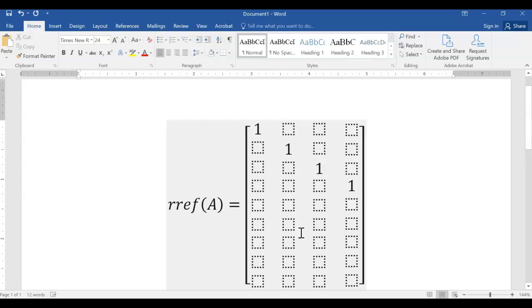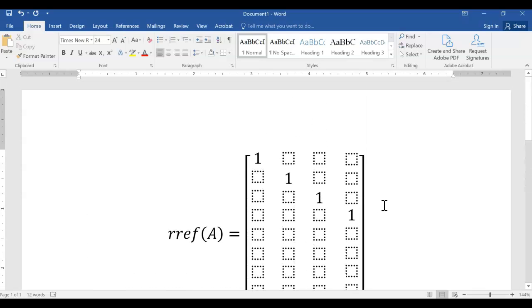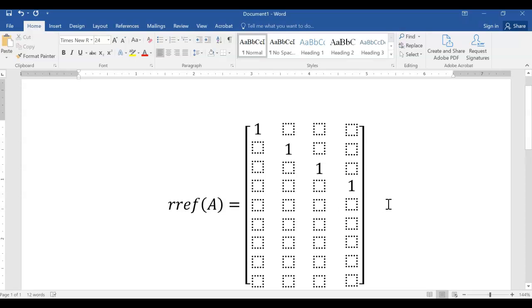By the way, you can make an argument that that's always going to happen when you have more rows than columns. When you have more rows than columns, the smallest nullity is always going to be 0. The largest rank is always going to be the number of columns. Notice that was not the case when we dealt with the 5 by 8 matrix. That was a little bit more involved.